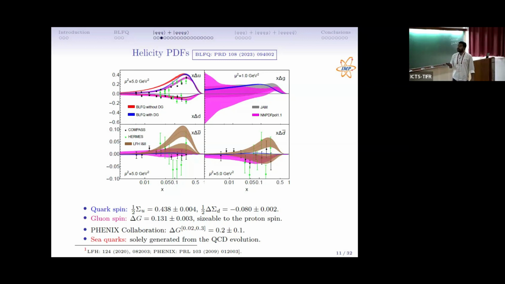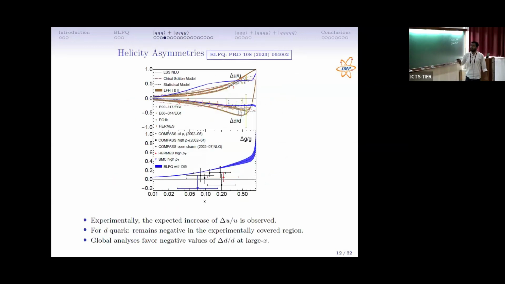Okay. The next is the helicity, the ratio of these polarized to unpolarized distributions. Again we find that our result for the D quark is in quite good agreement, but it's still negative. The U quark is going up, going to 1 basically, which is the expected behavior, and this is for the gluon case.